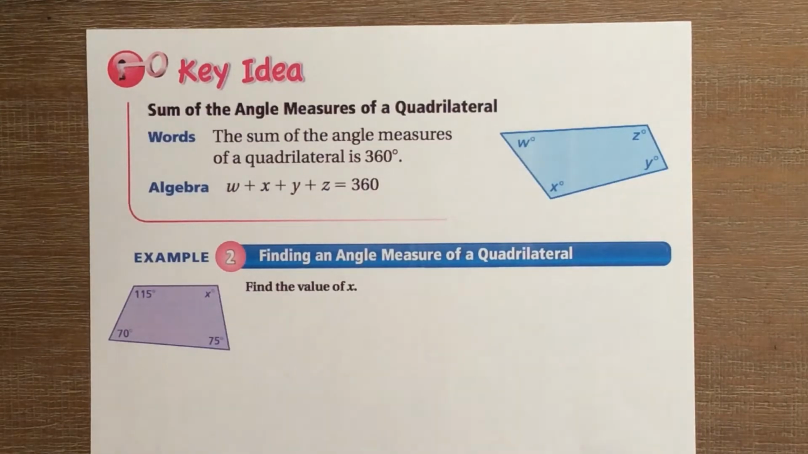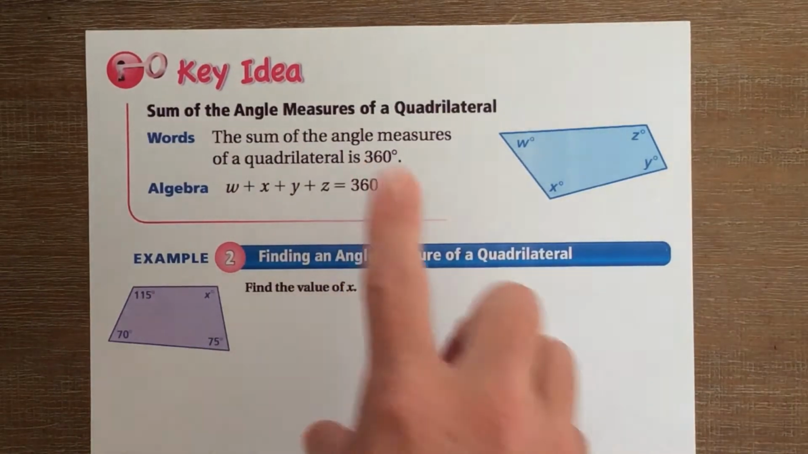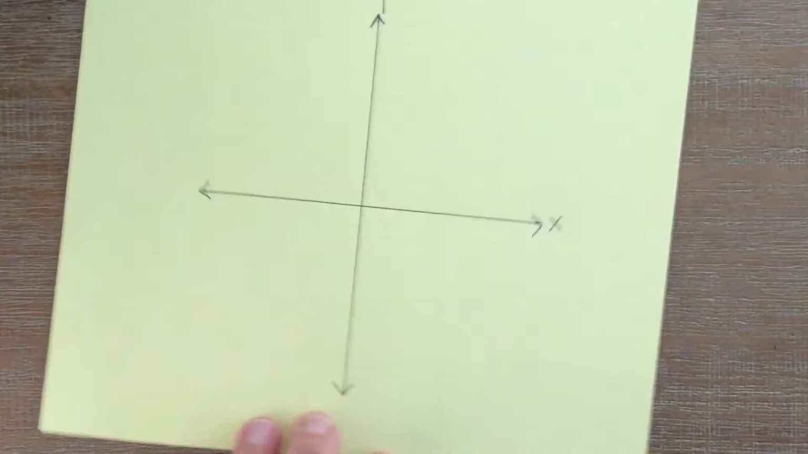Hey there, so this is part 2 of chapter 7, section 4, dealing with quadrilaterals, and right now we're going to talk about the angle measurements and what all the interior angles measure, and how when you add them all up you get 360 degrees. Similar to when we were working with triangles, there's a way to prove it.